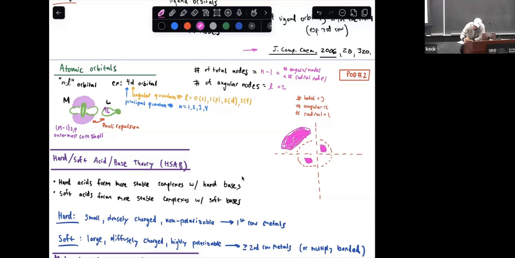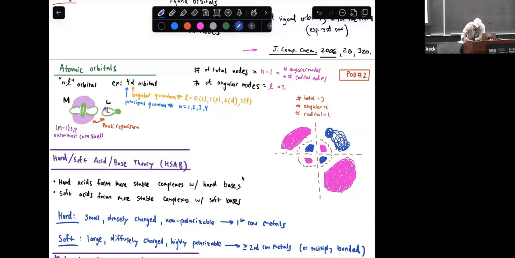Hoping my Apple Pencil doesn't die here. Bless you. Whereas these, as you're filling it in here, you'll see it doesn't really resemble an orbital, but then as you start to fill it out, it looks a little more friendly and familiar.